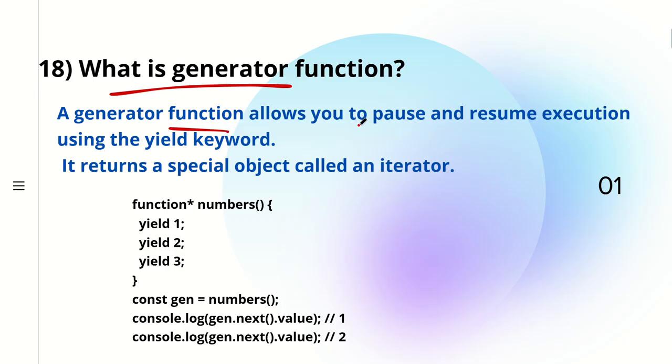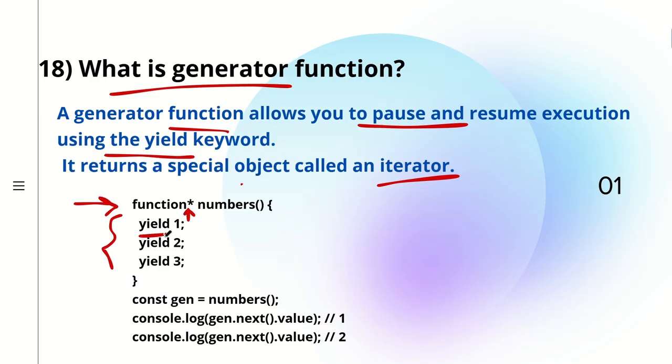A generator function allows you to pause and resume the execution using the yield keyword, and it returns a special object called an iterator. Whenever you want to make any function a generator function, you have to put an asterisk after the function keyword. This is how you make your function a generator function. Then only you can use the yield keyword, else you'll get an error.